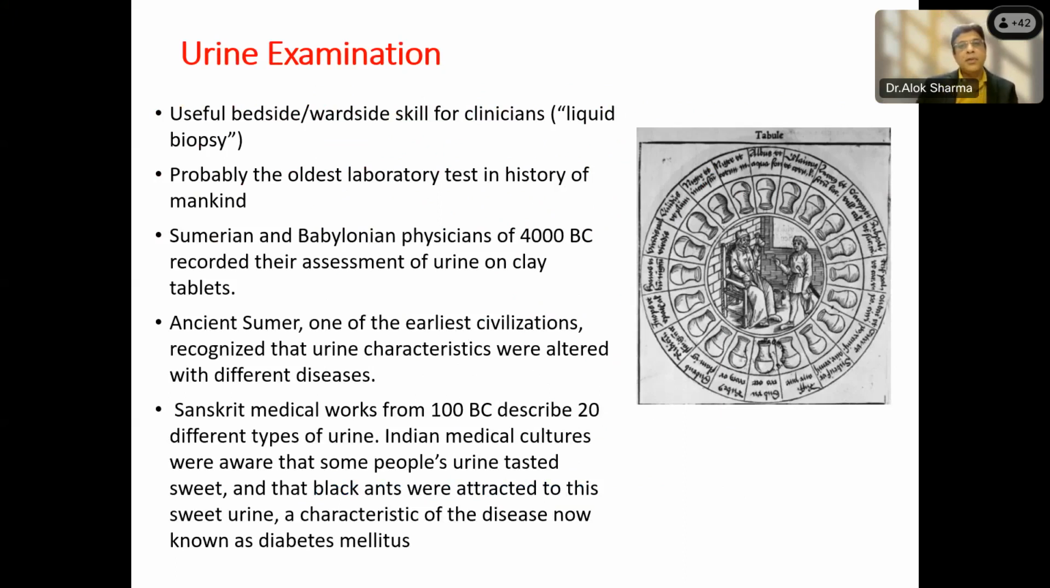So, beginning with just a basic background on urine cytology. All of you know it's a liquid biopsy. So it's the most common scientific term used for it. And you'll be surprised to know that this is probably the oldest laboratory test in the history of mankind. Even if you look at the older literature around 4000 BC, there have been records of analysis of urine on clay tablets. Even in our own texts, in the Sanskrit medical works from around 100 BC, it was described. Around 20 types of urine they could identify based on the gross examination and the smell and the taste of it.